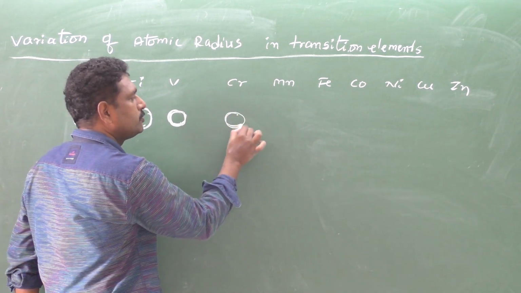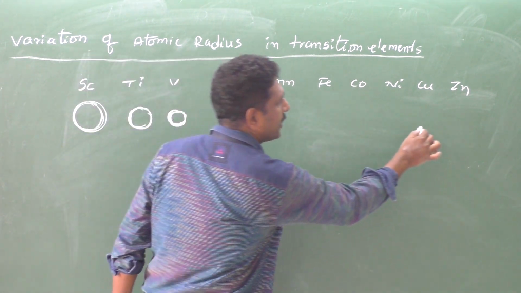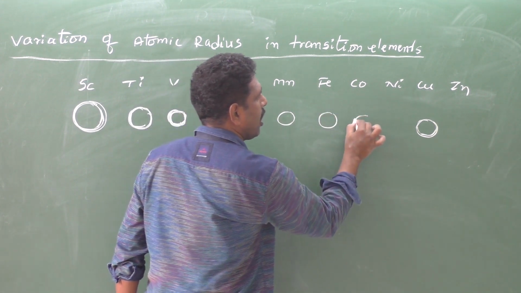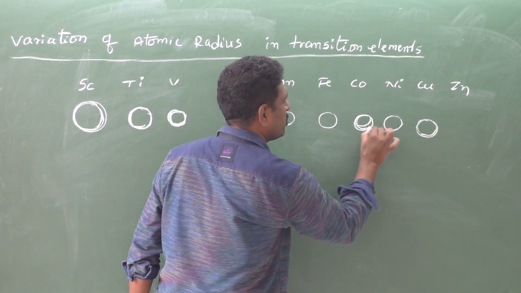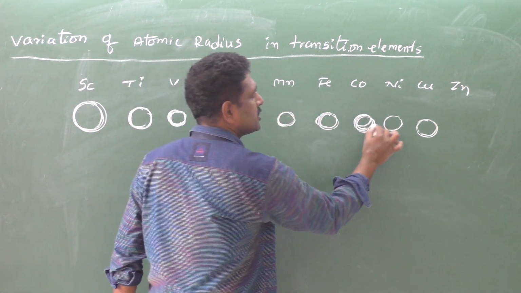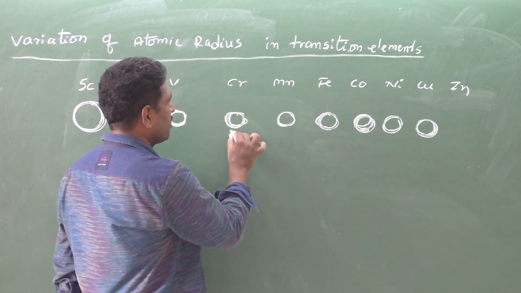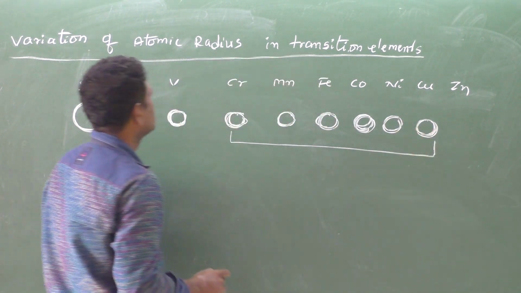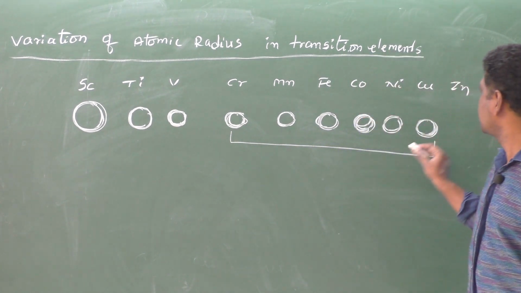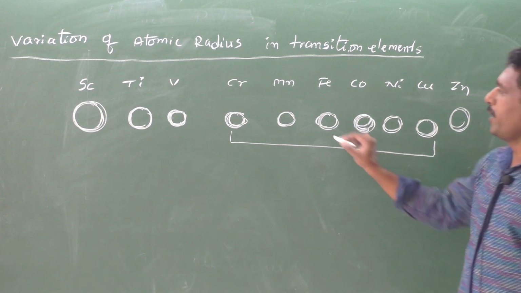From scandium to chromium it decreases. From chromium to copper, there is no change, it is almost similar. So here chromium to copper is almost similar. After that, zinc's atomic radius is more than copper. So this is the trend.